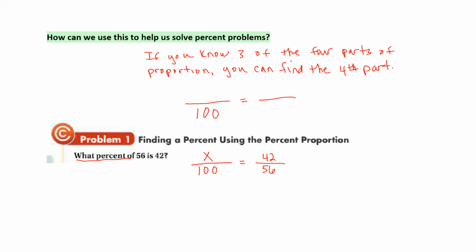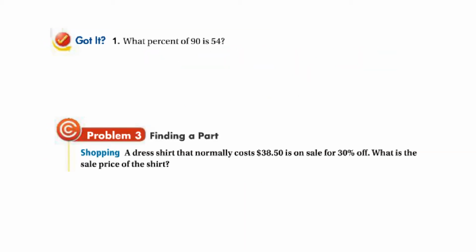So I'm going to multiply x times 56, which gives me 56x. And then I'm going to multiply 100 times 42, and that gives me 4,200. And then to get x by itself, I divide both sides by 56, and I get x equals 75. So what percent of 56 is 42? 75%.